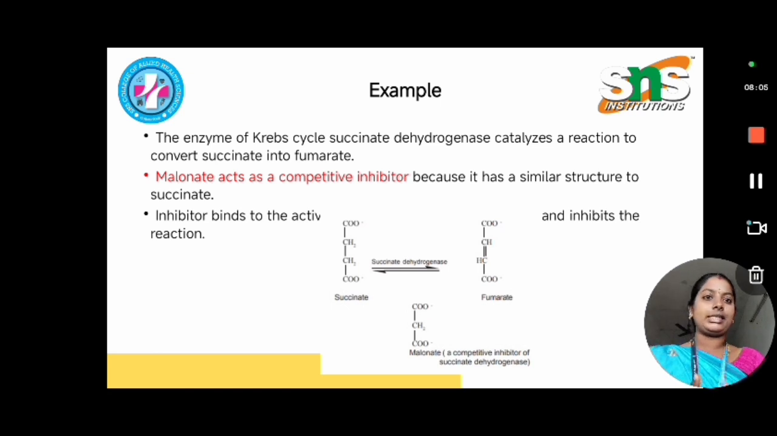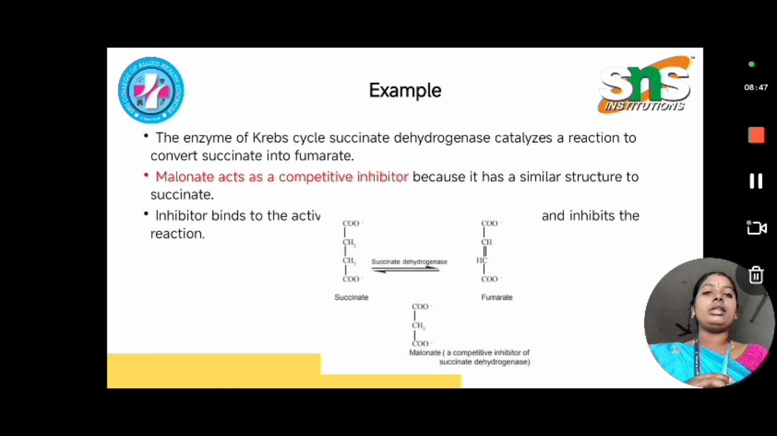For example, succinate, which is a chemical compound that occurs in the Krebs cycle, or tricarboxylic acid cycle, or citric acid cycle. That succinate has to be converted into fumarate for the reaction to occur. Here malonate comes in with inhibitor activity. Malonate resembles the structure of succinate, hence in succinate's place malonate will go and bind. So malonate is an inhibitor, and there is no more reaction in the Krebs cycle.